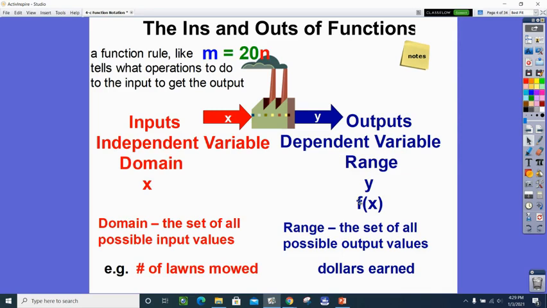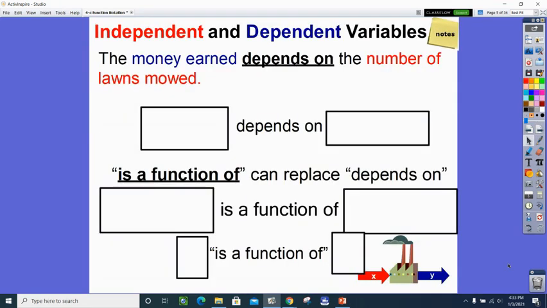So we have a nice graphic here that shows everything that goes with our input and every word that goes with our output. We still need to talk about the function box, so don't worry, that is coming. So let's take a look at the words a little bit more before we move on.